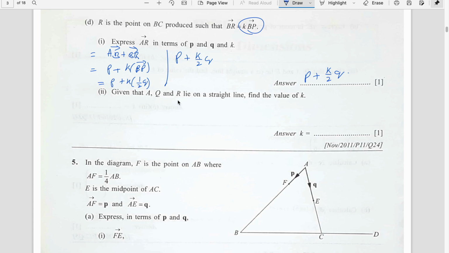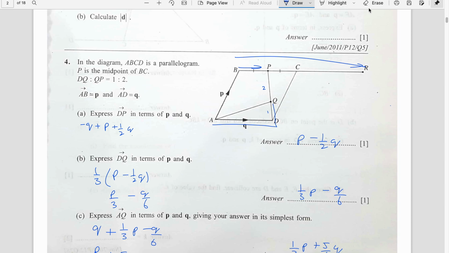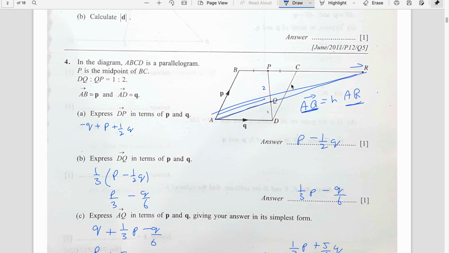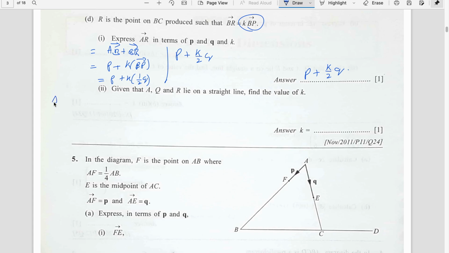Now given that A, Q and R lie on a straight line, find the value of K. Whenever you are given these conditions, you always use a new constant. If A, Q, R lie on one line, we can say that AQ is some value times AR. Now why are we using AQ and AR? Because we have these values and not QR. So AQ is H times AR.